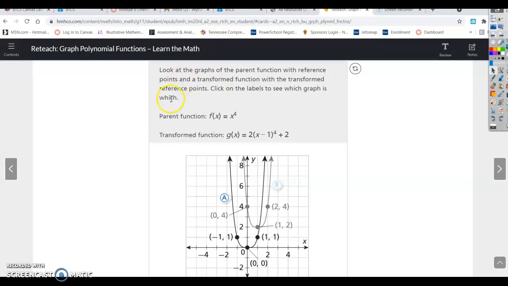All right, so again you can see the parent function is f of x equals x to the 4th power. So here's your (0, 0), (-1, 1), and (1, 1). That's your f of x, your parent function. And then this gray line is going to be your g of x. It's got an a of 2, b is 1, h is 1, and k is 2. So let's see what that looks like.